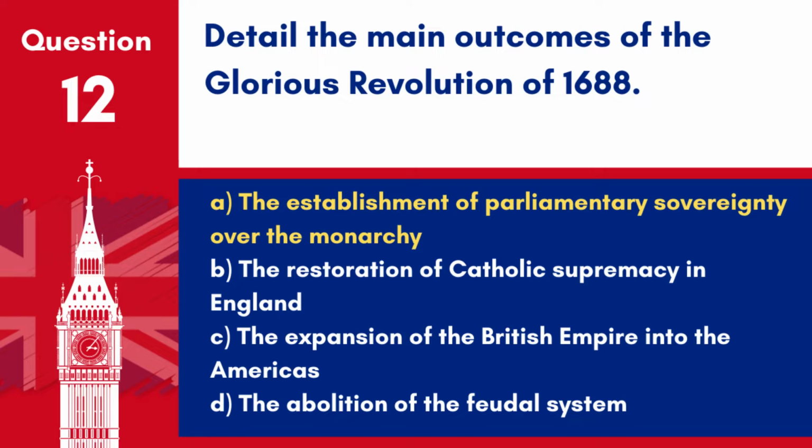Answer. A. The establishment of parliamentary sovereignty over the monarchy. The Glorious Revolution led to the ousting of James II and the establishment of William and Mary as co-monarchs, significantly shifting the balance of power towards Parliament.